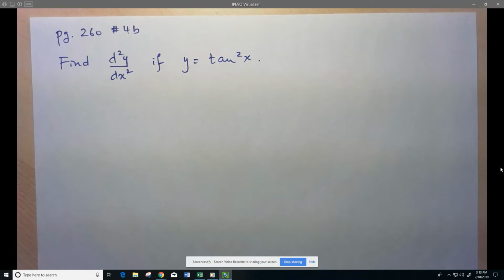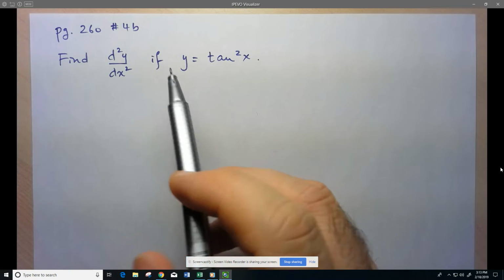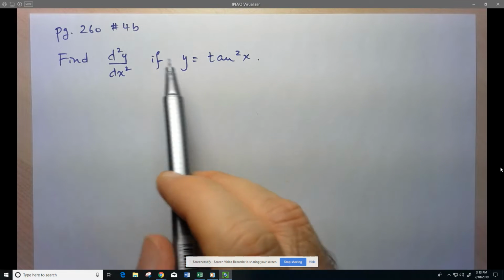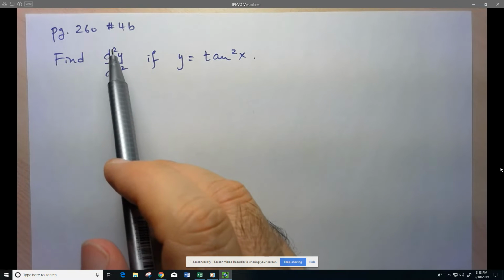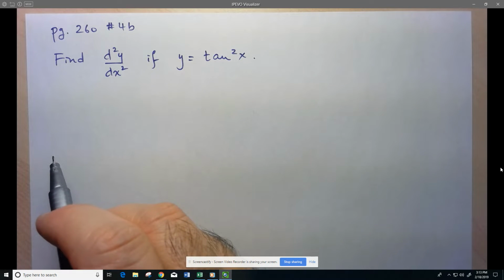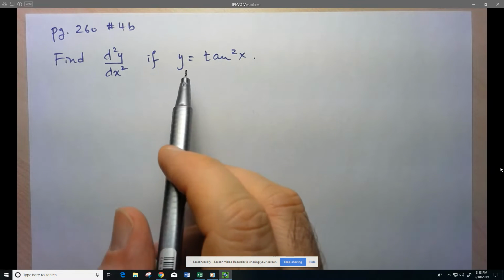Hi, folks. We're going to take a look at page 260, number 4b. Here they're asking us to find the second derivative of this function. This is just the Leibniz notation for the second derivative. In order to do that, the first thing we have to do is find the first derivative.